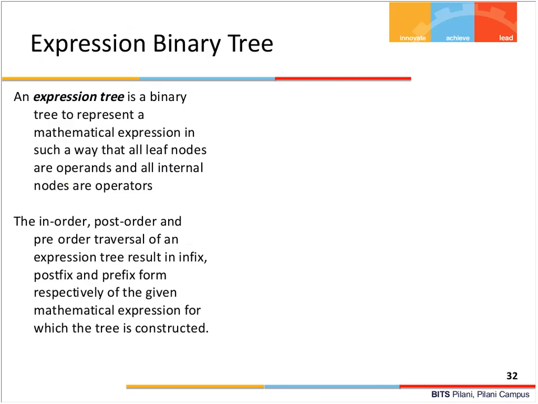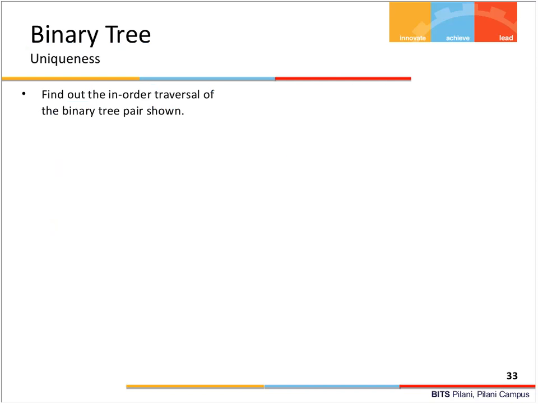So let me just quickly, I think we discussed the expression binary tree, so I will not repeat this. So let's discuss a new topic, which is basically: what is the uniqueness in binary trees, right? So we will try to understand that.